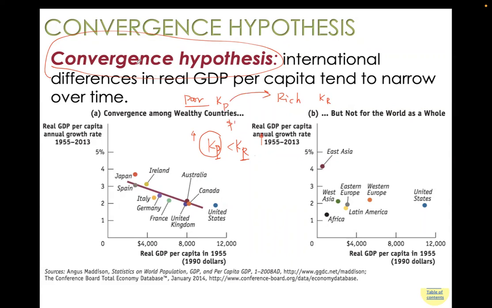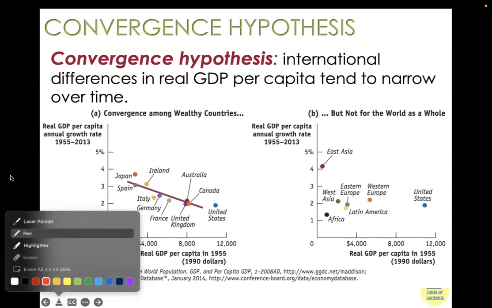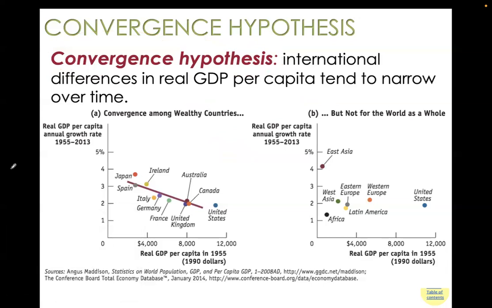So that's what this convergence hypothesis comes from. This is coming from the diminishing marginal return to physical capital. Now let's see if this really happens in reality. On the left-hand side, it seems like it's happened.